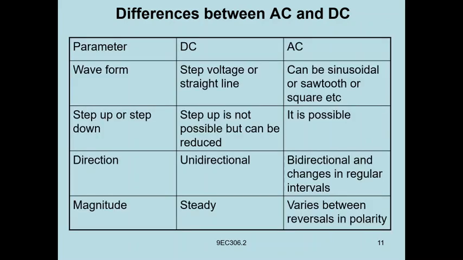Differences between AC and DC. First, what are the differences between AC and DC? First, the waveform is a steady voltage and a straight line for DC. AC can be a sinusoidal, sawtooth or square waveform. In the above parameter, step up or step down: step up is not possible in DC but it can be reduced, but here in AC it is possible.